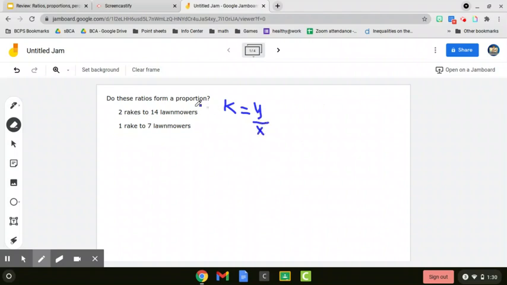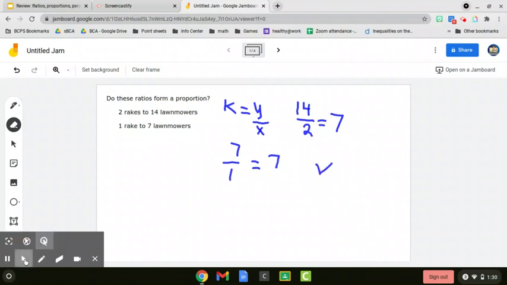Let's call lawnmowers y and rakes x. So 14 lawnmowers divided by 2 rakes gets us a constant of 7, or 7 lawnmowers per rake. And over here we would do 7 lawnmowers divided by 1 rake. That also gets us a constant of proportionality of 7 lawnmowers per rake. So since they have the same constant of proportionality of 7, they are in fact a proportional relationship.